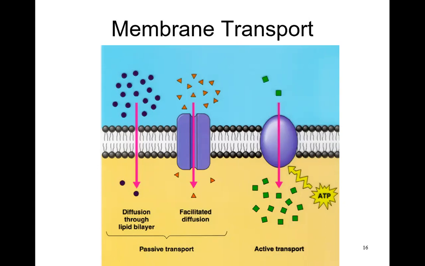We don't want to lose those green squares. Those green squares could be potassium. We have a great need for potassium in our cells. So we pump the potassium in and we spend energy to do that. Active transport always requires energy. It's always moving against the concentration gradient. It's like pumping things uphill.